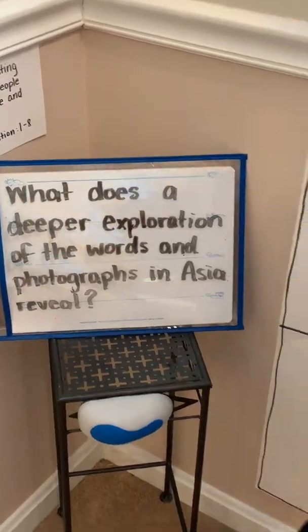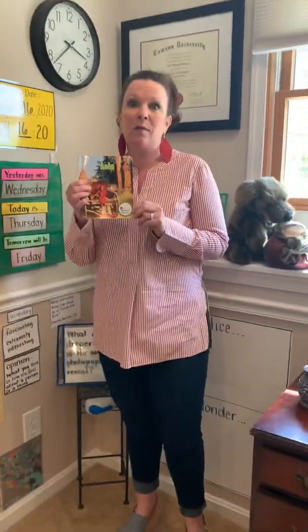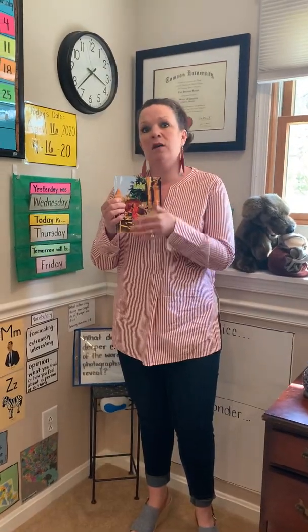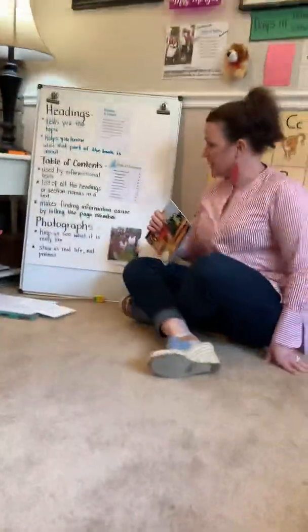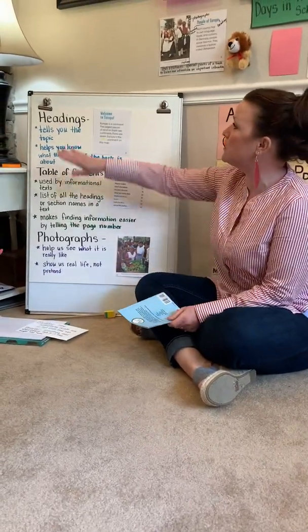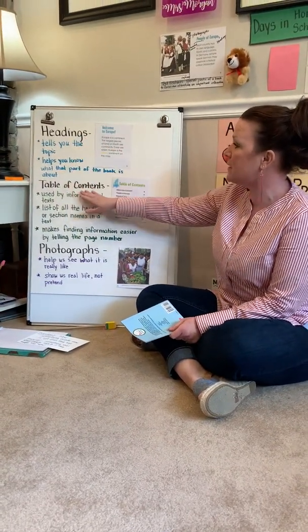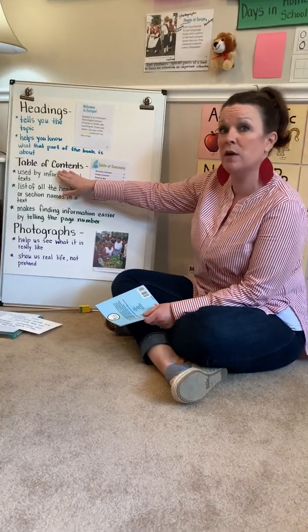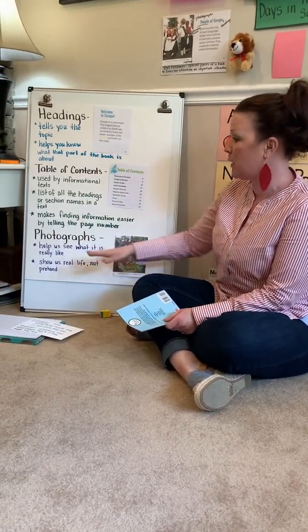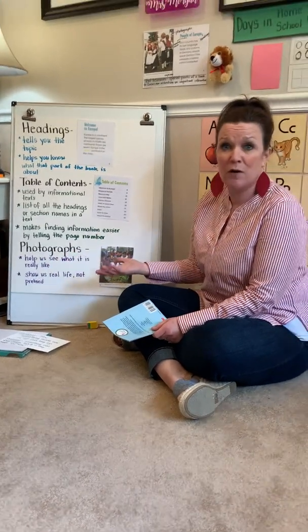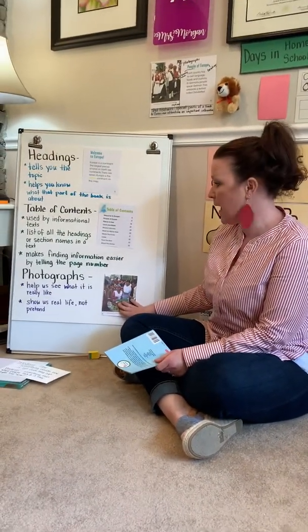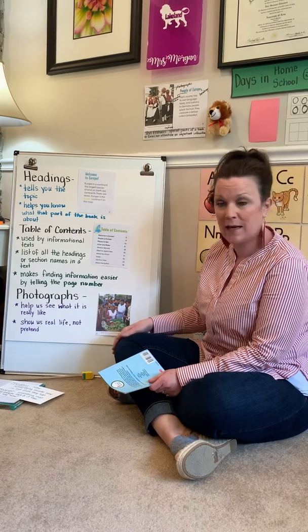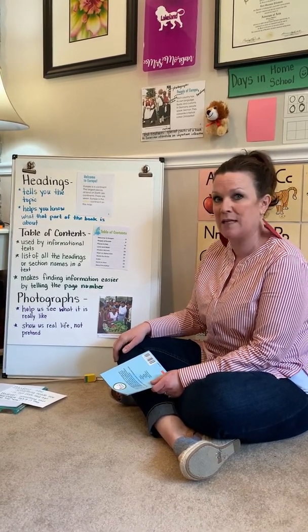So we're going to look back in this text and think about how the photographs and words help us understand the text even better. So let's jump over to our board right here, and I'm going to sit down. And as a reminder, yesterday we used the text features headings and table of contents to help us understand the book Europe better. Today, again, we're going to use photographs. What are photographs? Well, photographs are real pictures. They help us see what something is really like, and they show us real life, not pretend.